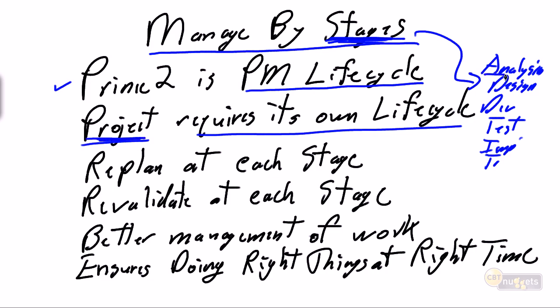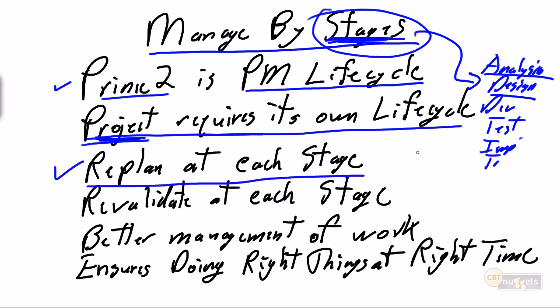And as discussed, when we finish analysis, we do a stop, we do a revalidation of the business case, we do our lessons learned, and we replan based on our better information, we secure the approval, and we move on to design. So again, the focus is when we say managing by stages, we're not talking about the Prince2 stages, we're talking about the project stages. And as already discussed, we need to replan at every stage. This is progressive refinement.